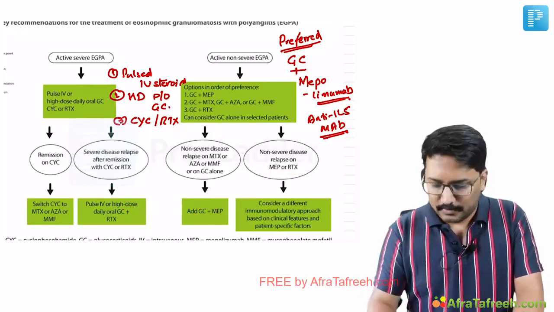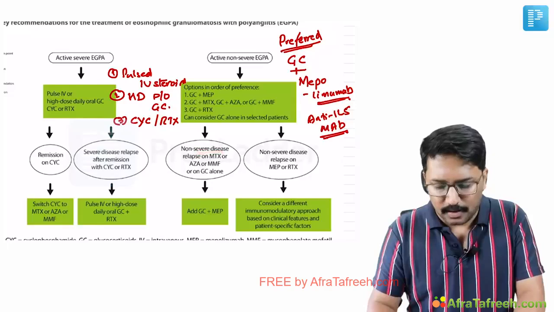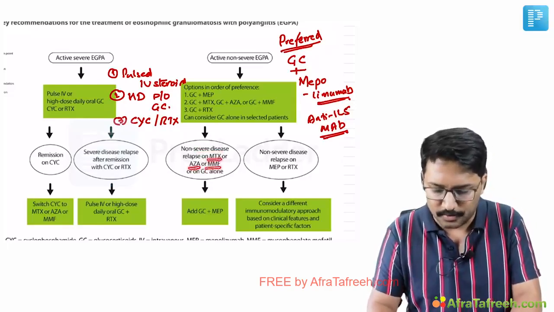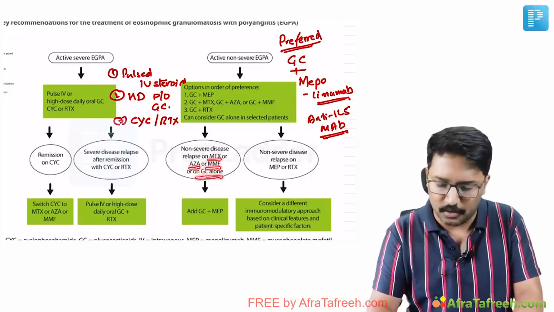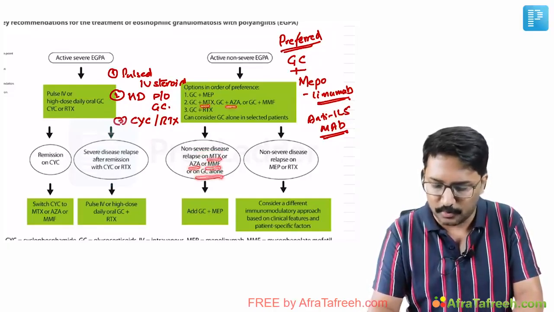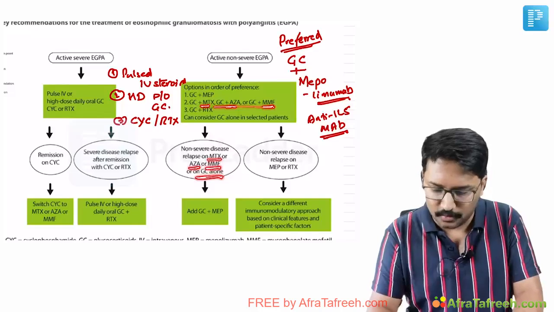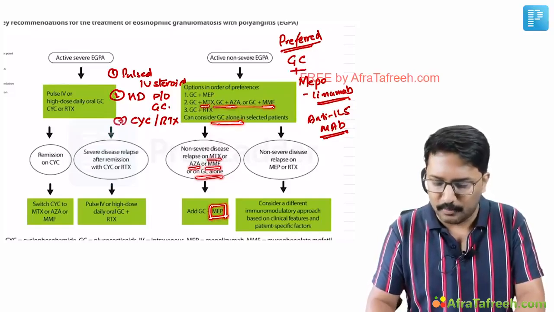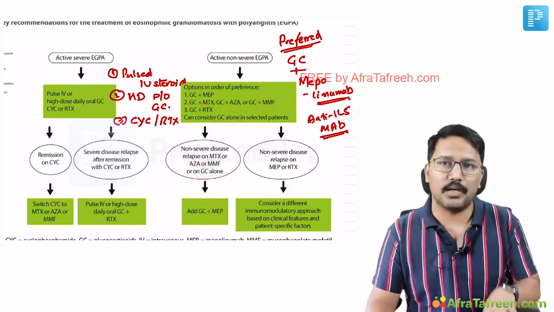But if the patient develops a non-severe relapse, having been on methotrexate or azathioprine or mycophenolate mofetil, or even glucocorticoid alone, any of these, in that case, I think the best approach would be to add mepolizumab, right? As such, that would have been our preferred agent.